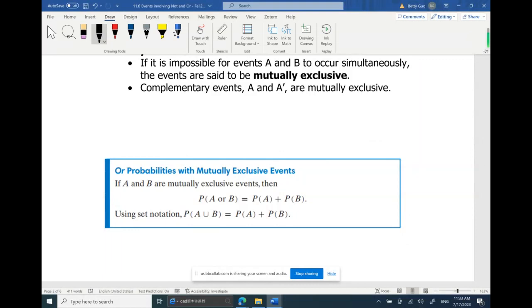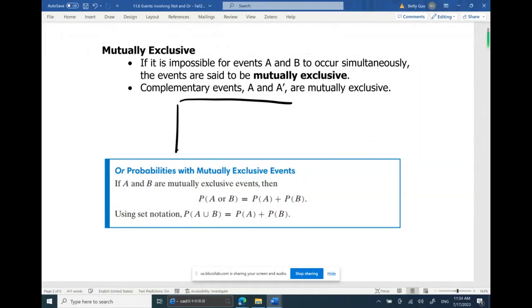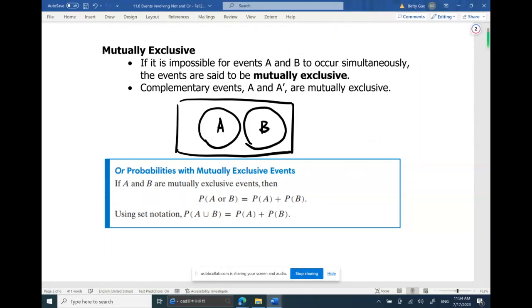Recall the set theory. Consider A and B as sets. They are actually subsets of the sample space. You can see the sample space as a universal set. Let's say this is A, this is B. When the two sets have no common members, we say the two sets are disjoint. When A and B are two events and they are disjoint, we say the two events are mutually exclusive.